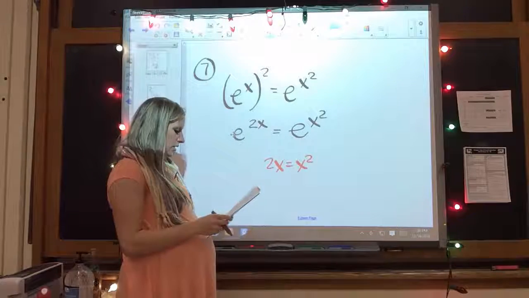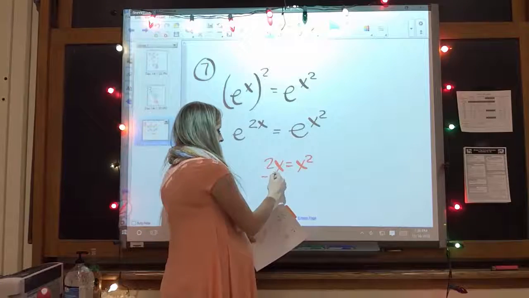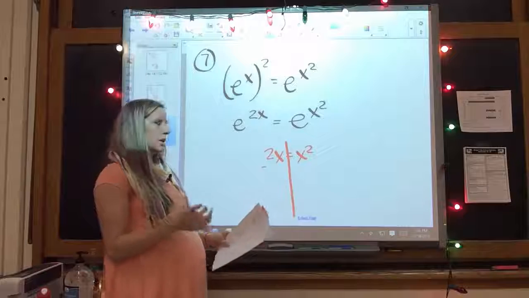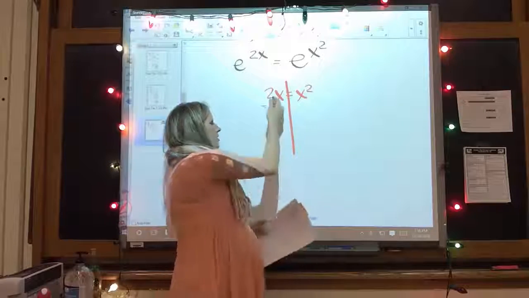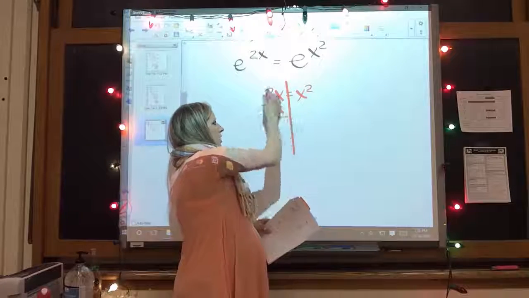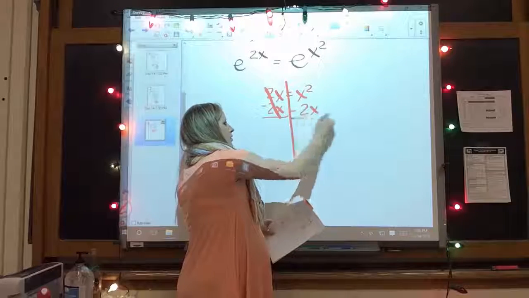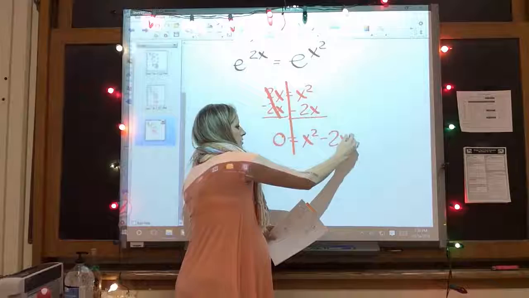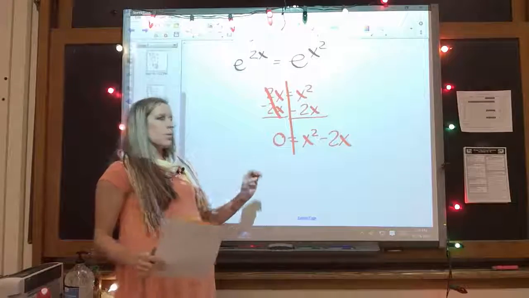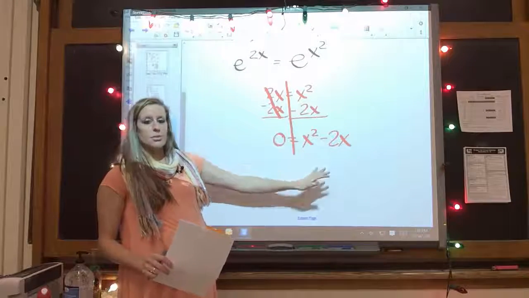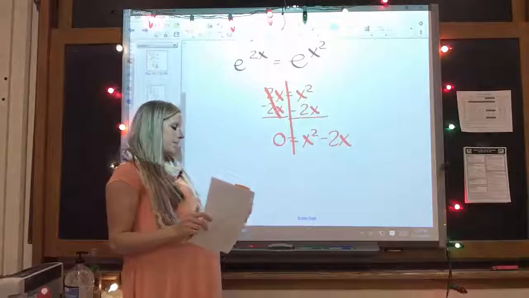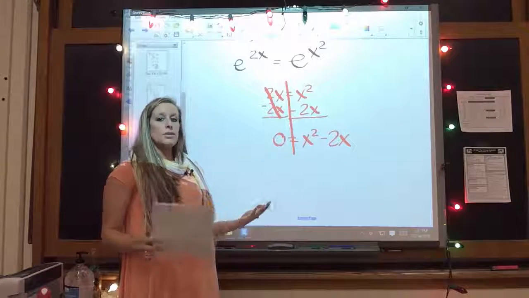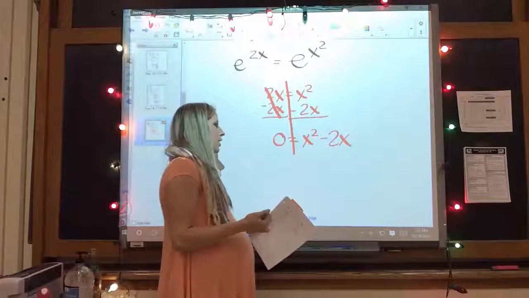Get your x's on the same side. So I like to keep my x squared positive. To me, it makes it a lot easier. So I'm going to move that 2x to the right. So 0 equals x squared minus 2x. Okay, so we have a quadratic again, which means you're going to factor. So complete the square, quadratic formula, whatever method you choose, but you are going to be factoring.